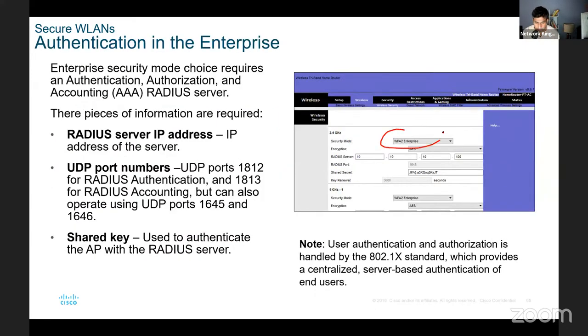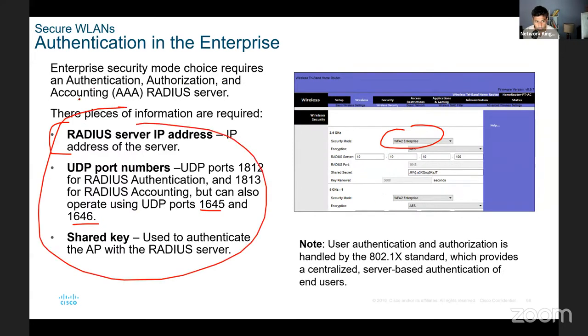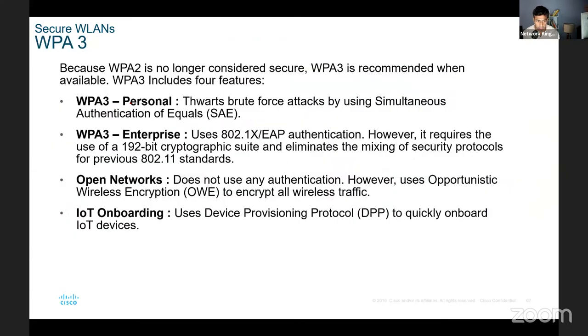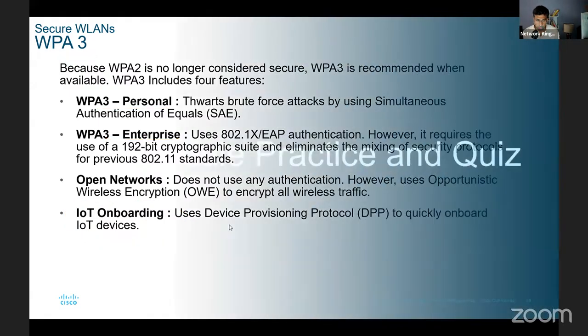Then in WPA enterprise, we use a RADIUS server, and this RADIUS server works on ports 1645-1646, and you put a password. I will show this in the AAA class, where you will understand this mechanism. WPA3 also has a personal and enterprise mode, which will be more encrypted. Nowadays we have IoT devices also, Internet of Things and all, so WPA3 has a lot more security in comparison to WPA2.